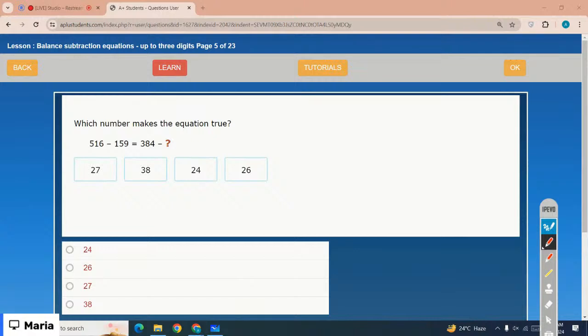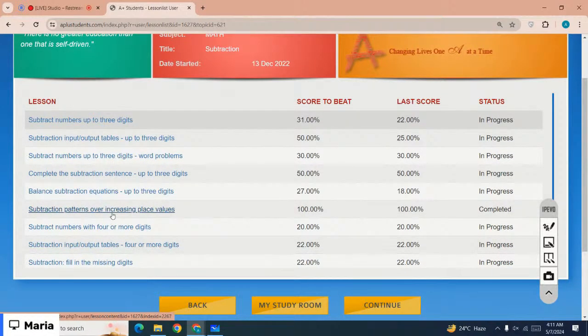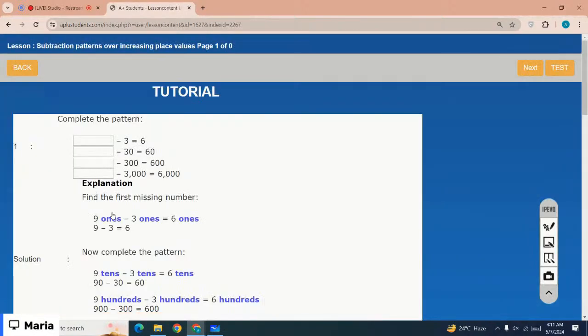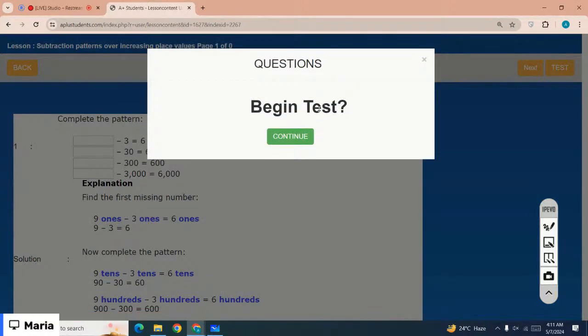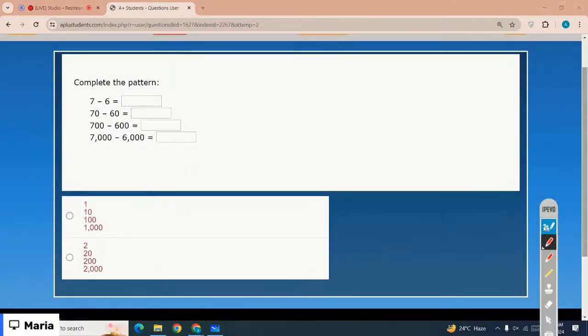Very good. Okay, you can complete the lesson by yourself later today. Let me just move on to the next lesson. The next lesson is subtraction patterns over increasing place values. Let's just start with the test questions, right? You can have a look at the tutorial one on your self-rated today. They are already solved. Okay, complete the pattern. 7 take away 6. So let's just subtract and see which is the correct option.